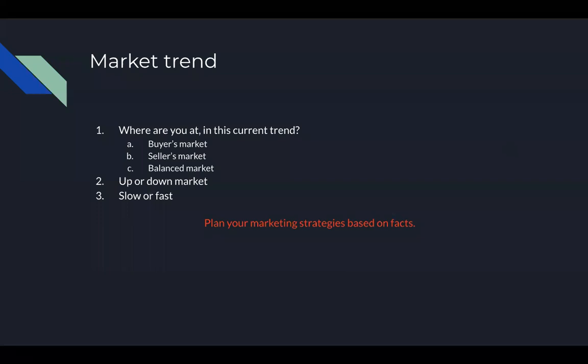Is the market going up or is the market going down? Is it slow up or fast up, right? Is the market going up really fast? If you're working with a buyer, then you have to show them the trend so they can act faster, right? Otherwise, they will be priced out of the market.